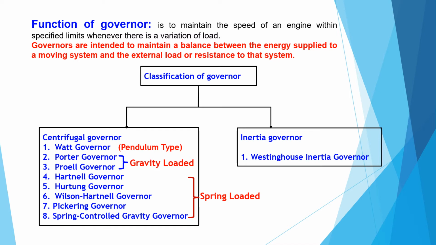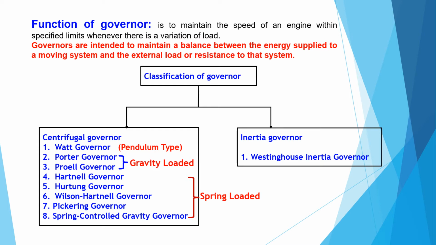Then the classification of governors. Governors are classified into two categories: centrifugal governor and inertia governor. Centrifugal governor is further classified into three categories. First is the pendulum governor, then the gravity loaded governor, then the spring loaded governor.